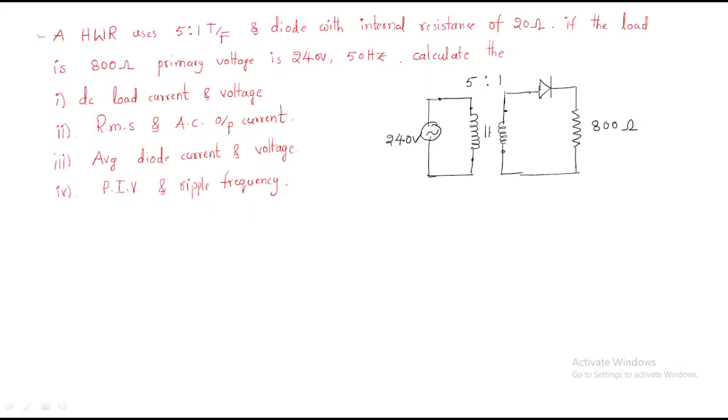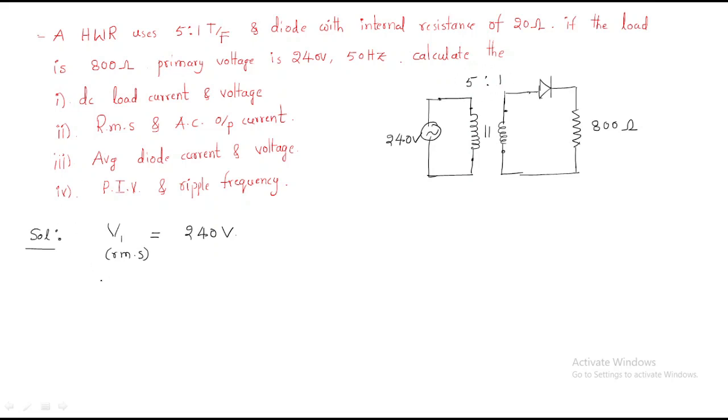For the transformer, first write down the given data. This is the transformer primary voltage. We can take it as V1, just the RMS value, and that value is 240 volts. But we don't know the exact voltage applied to the diode. By using the transformer ratio, we will find this out.